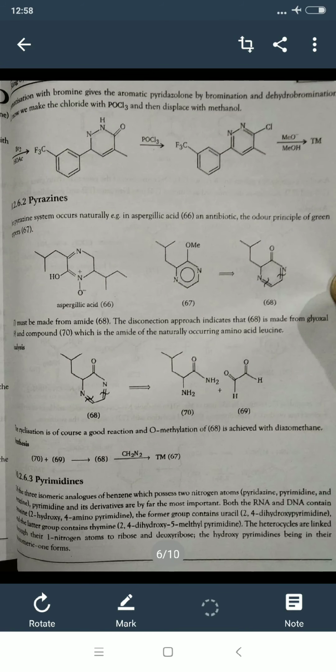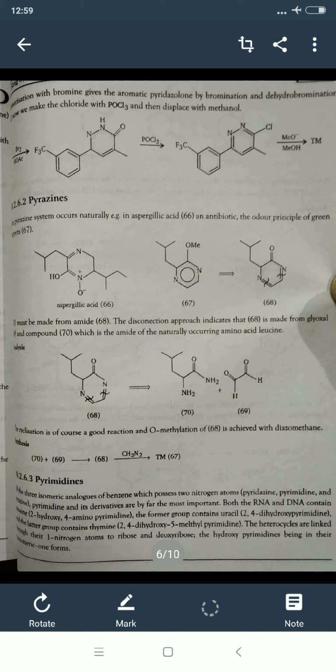Dear students, yesterday we discussed the aromatic heterocycles with two heteroatoms: pyridazine, pyrazine and pyrimidine. Today we are going to discuss pyrimidine, in which the nitrogen atoms are at the 1 and 3 positions. Pyrimidines and their derivatives are most important because both RNA and DNA contain cytosine.